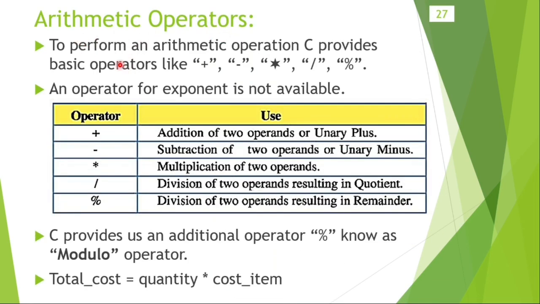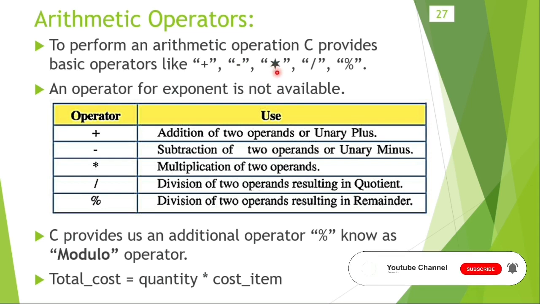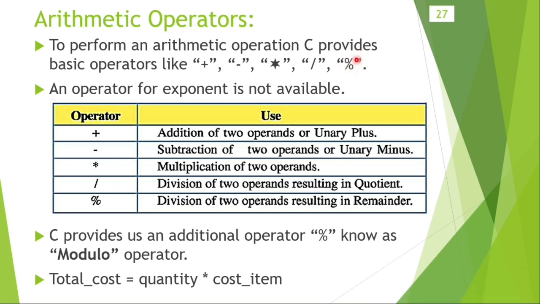Arithmetic operators. To perform an arithmetic operation, C provides basic operators like plus, minus, star for multiplication, forward slash for division, and also one more operator, percentage. So let's check here one by one. These are addition, subtraction, multiplication of two operands, unary minus, and forward slash for division of two operands, where the resulting quotient will come.